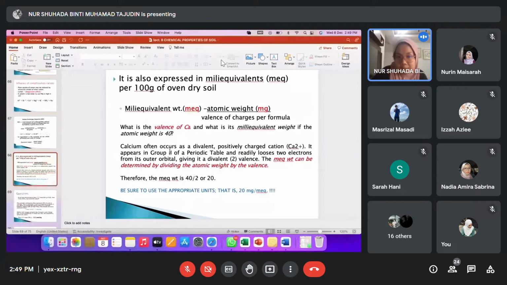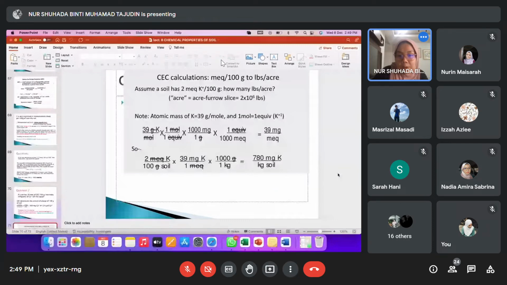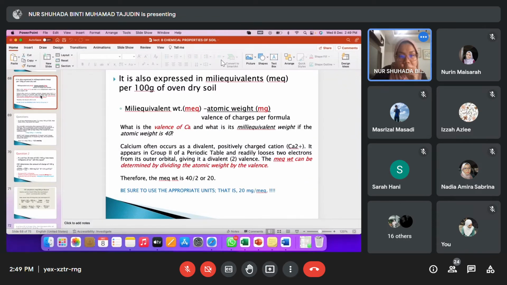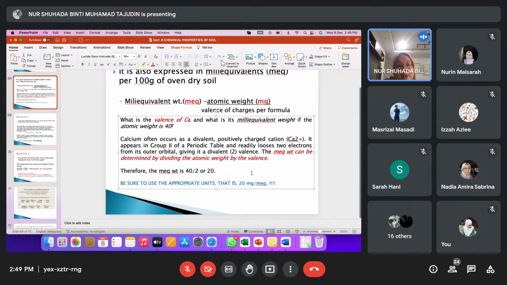Okay, sekejap, ada tak calculation untuk magnesium? Okay, for example saya tulis kat sini. Please remember why you have to use the unit. What is the valence of calcium and what is the milliequivalent weight if the atomic weight is 40? So 1 milliequivalent, meaning one charge, can bring 20 mg of calcium.